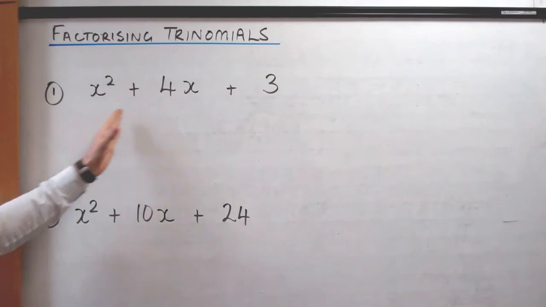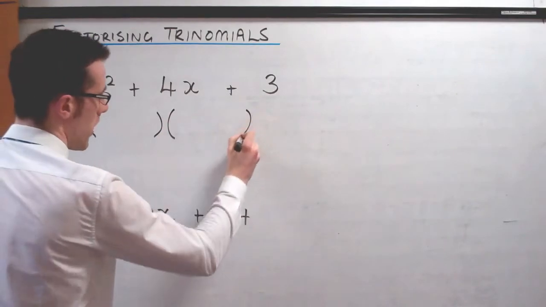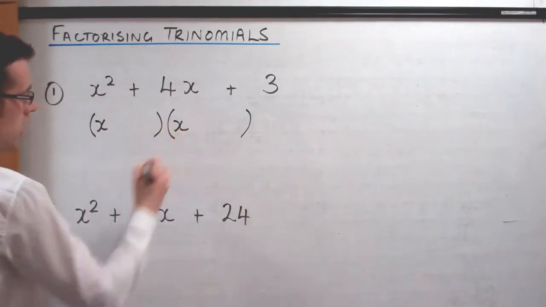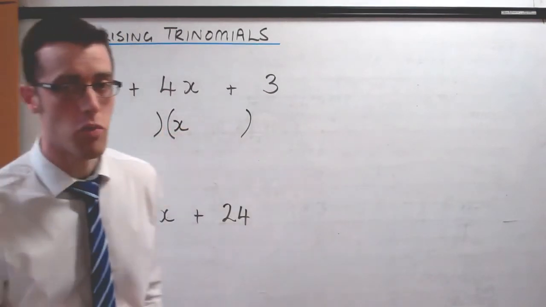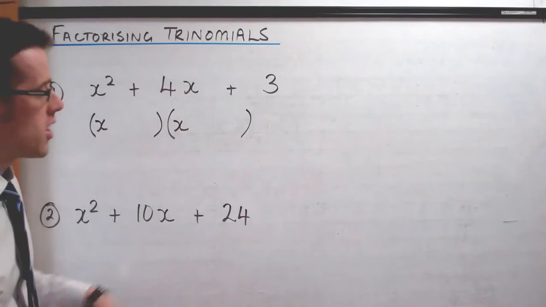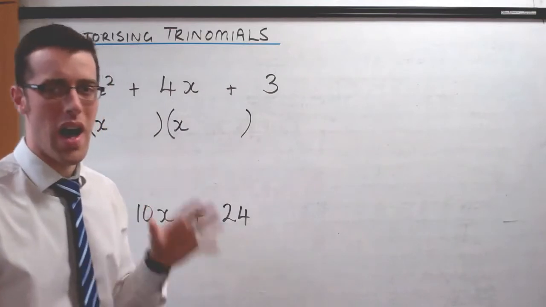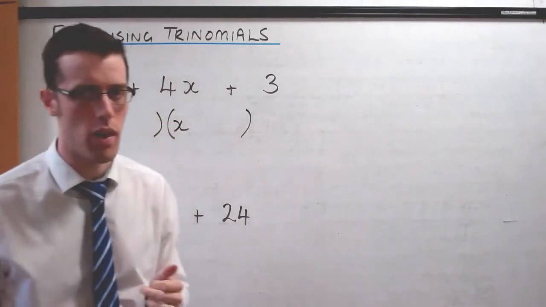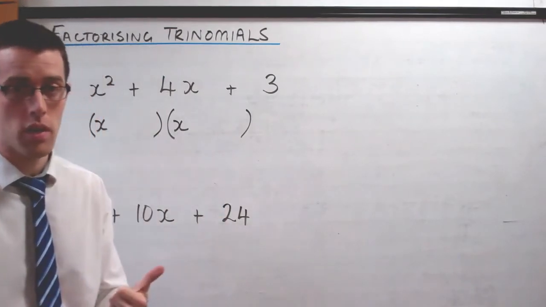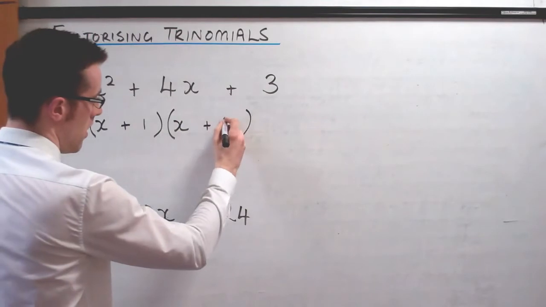Alright, so we know that it's going to go into double brackets, so that's our starting point for factorising. We also know that the letter is x, so we're going to put x in both brackets. Now all we've got to figure out is the numbers that are going to go here and here. So we look for factors of 3, numbers that multiply to give 3, and also add to give 4. Numbers that multiply to give 3, it's only really 3 and 1. And what do 3 add 1 make? 4. So all we need is positive 1 and positive 3.